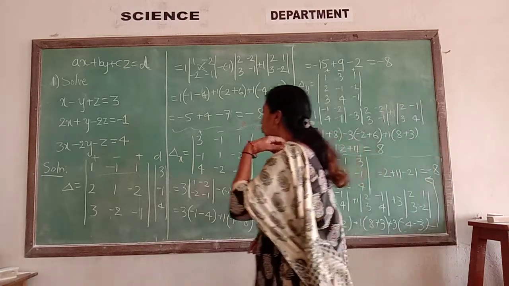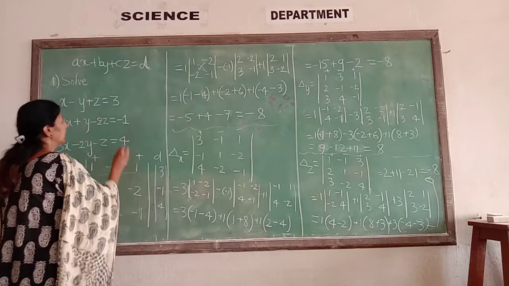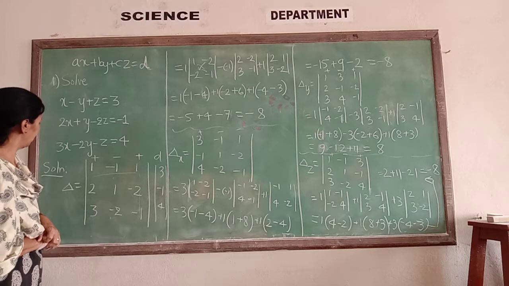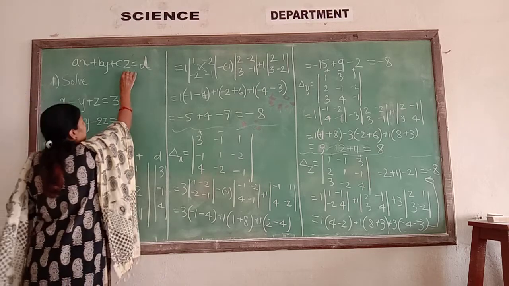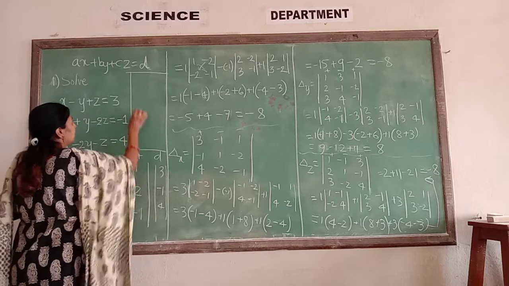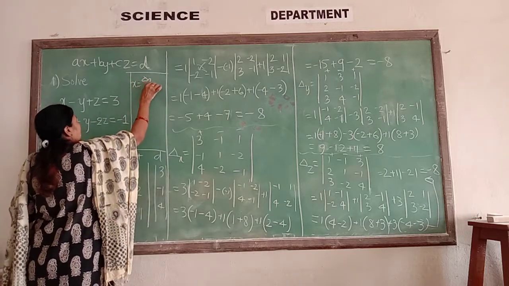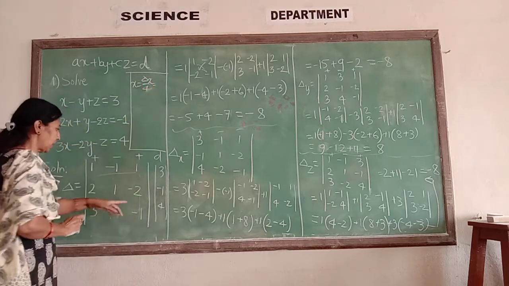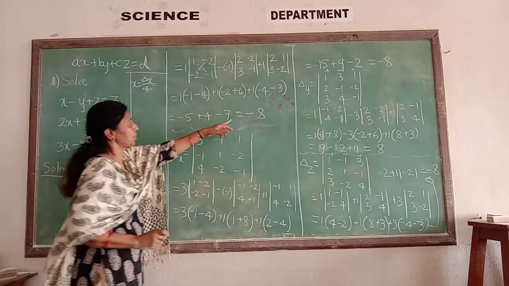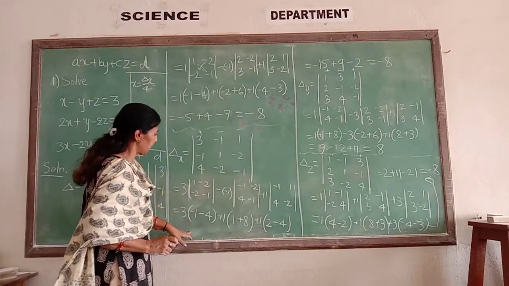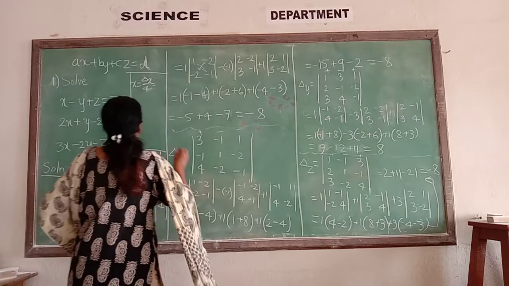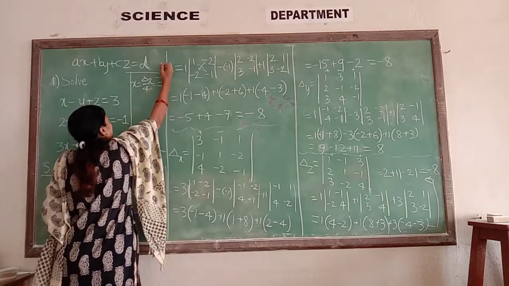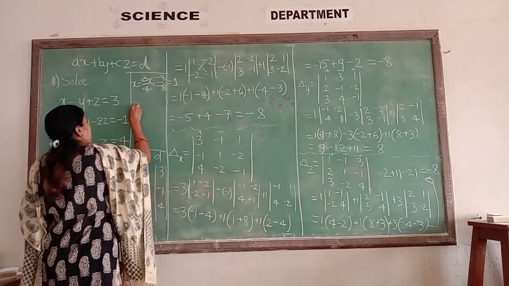So finally you have to find the x value, y value and z value. So that part I will be writing in this small space. X is obtained by delta x upon delta. What is delta here? Delta value is minus 8 and what is delta x? Delta x is minus 8. Minus 8 upon minus 8 equals to 1. This answer is 1.